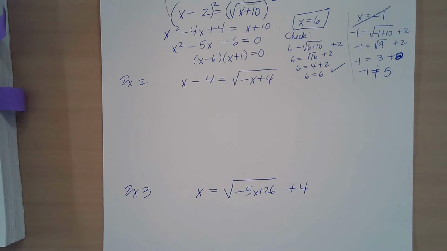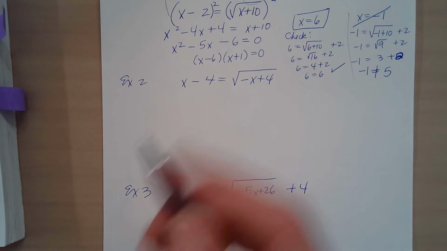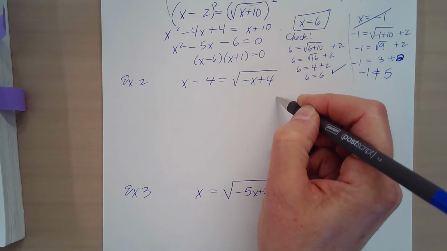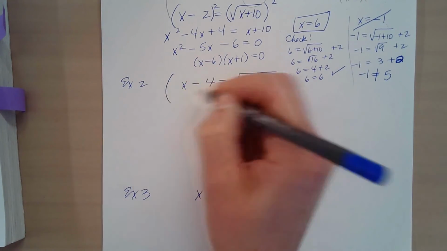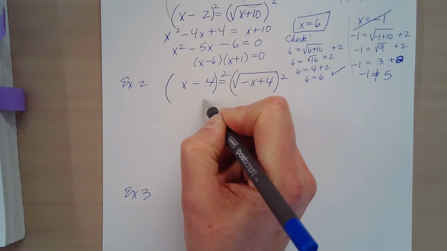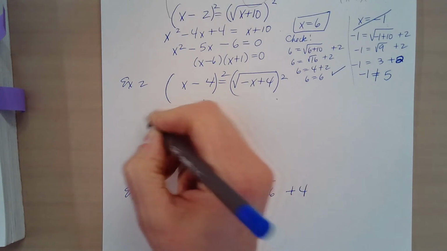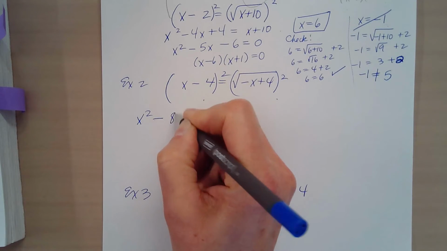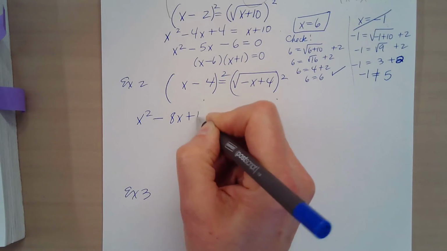Okay, you want to talk about example 2? Okay, so this one's easy, nicely set up for me. All I have to do is square it, right? So when I do this, I have two binomials multiplied together. I'm going to get x squared minus 8x plus 16.